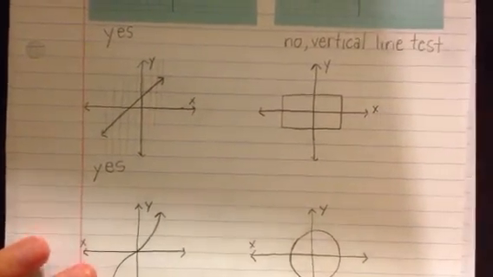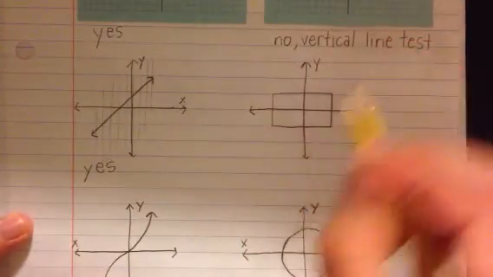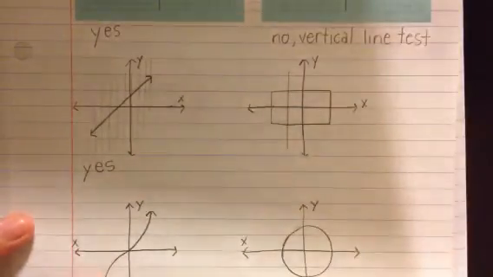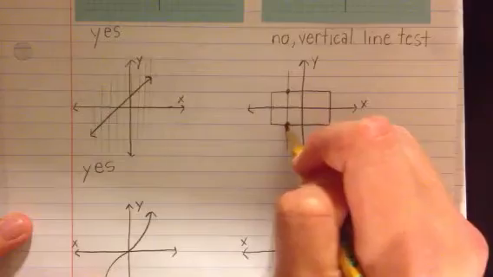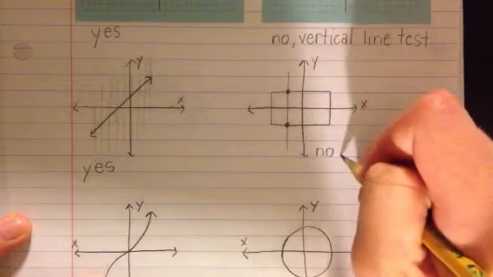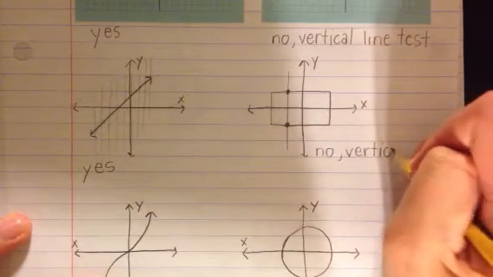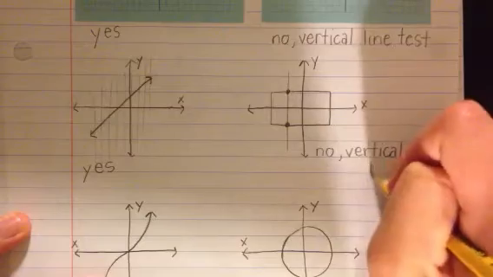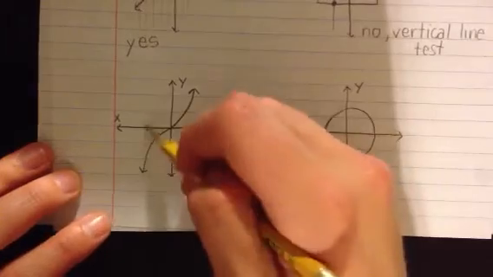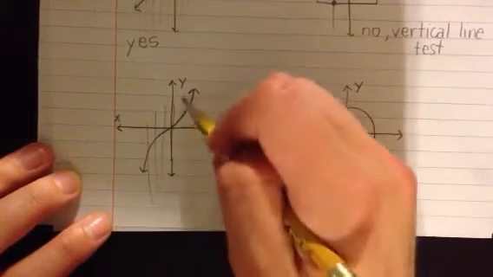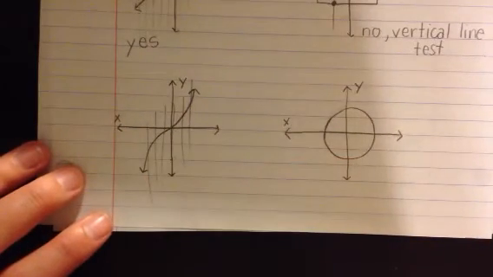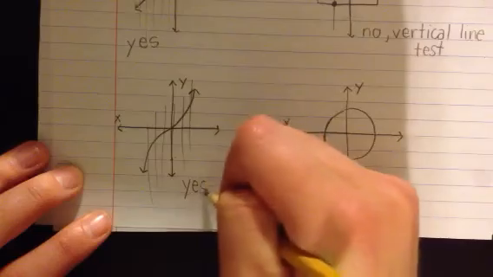And opposite here, if I draw a vertical line on this figure, this rectangle figure on the coordinate grid, look, that vertical line touches this graph 2 places at one time, and that is not allowed. No, it's not a function because of the vertical line test. Let's look at this next graph. If I were to draw a bunch of vertical lines, none of those vertical lines touch this graph at more than one place. So yes, it is a function.